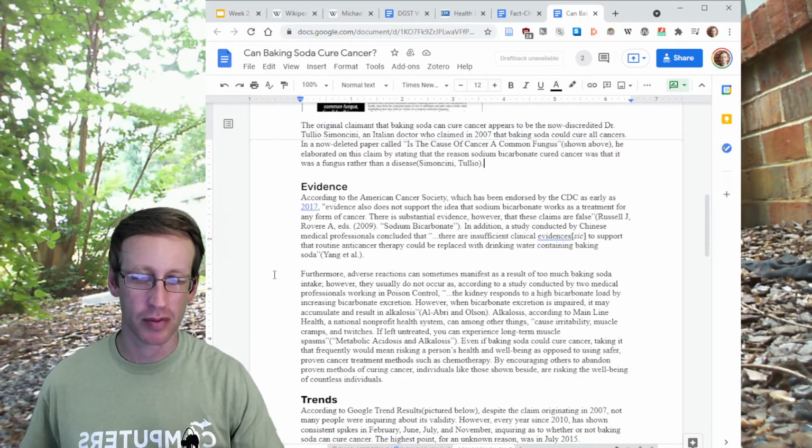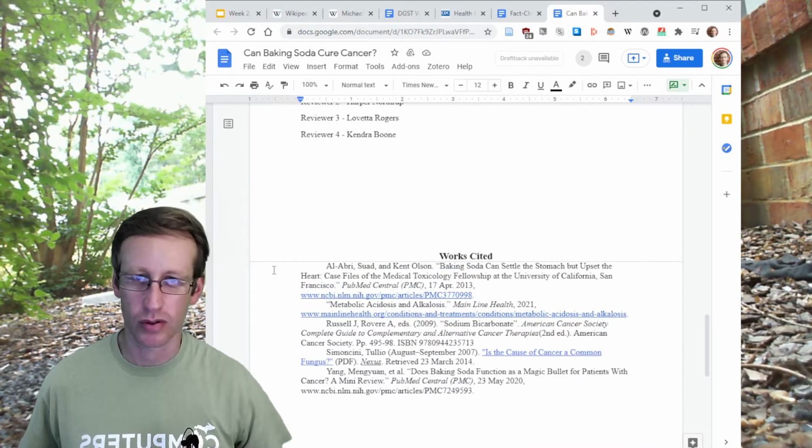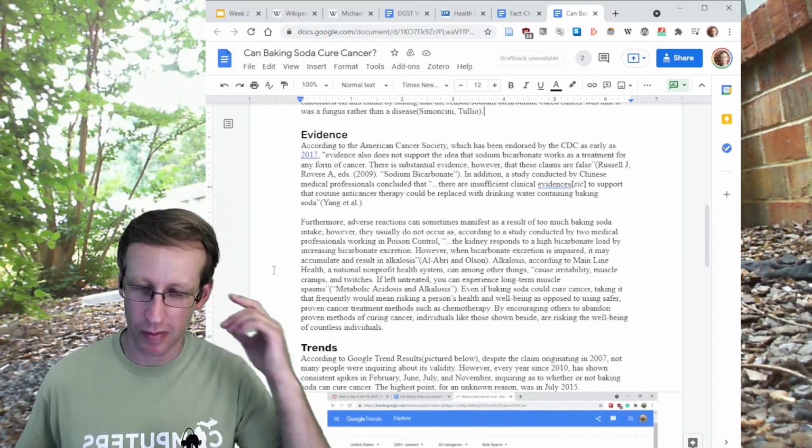I'm just skimming this, seeing it for the first time, but I'm seeing a lot of citations, which is great. Looking down here, I'm seeing that you're citing the sources, which is good. It looks like you're naming your reviewers, so that's great. So you've had some input from them that has helped you do this.